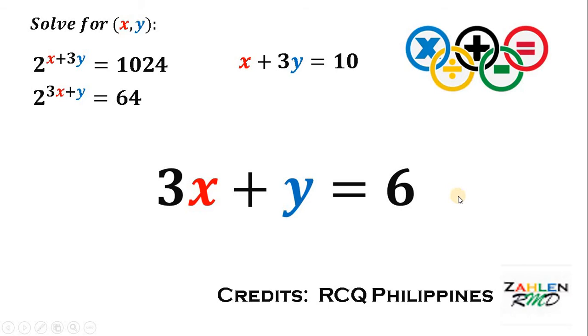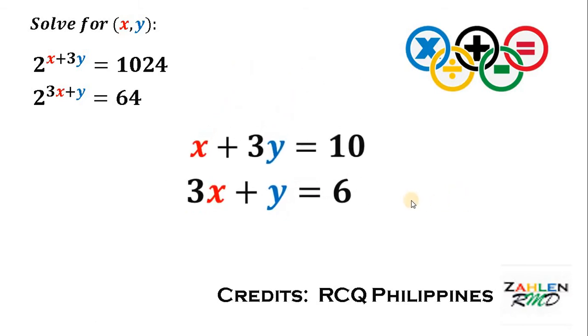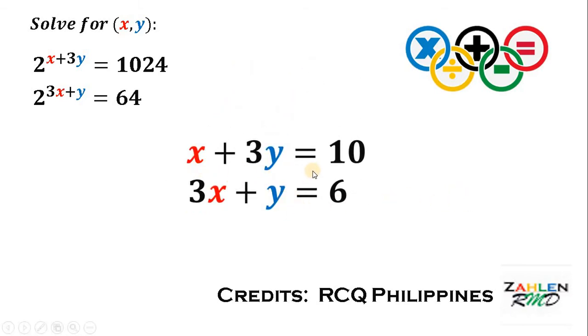Now, at this point, we will use the two resulting equations. We have x + 3y = 10 and 3x + y = 6. There are a lot of ways to solve for the values of x and y. Given these two equations, we can use the elimination method, the comparison method, or substitution. But in this case, I will choose the comparison method. To do that, let's multiply the second equation by 3. If we do that, we get 9x + 3y = 18.